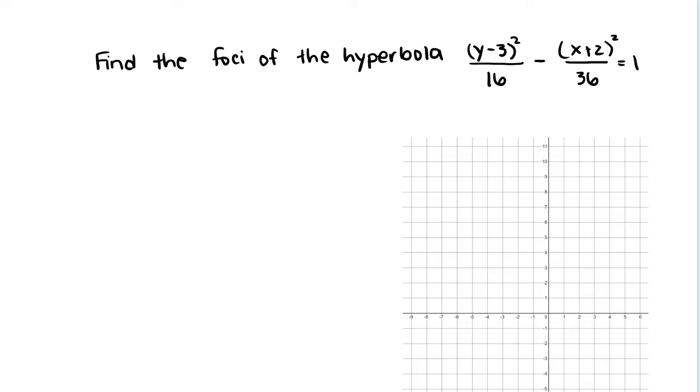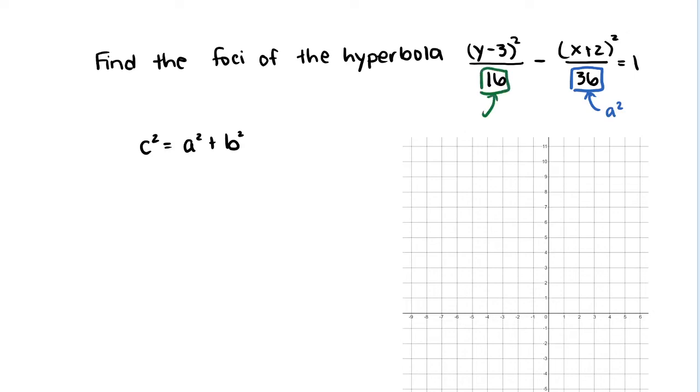The first example I'd like to look at is to find the foci of a hyperbola given by this equation. Here, we have the equation that c squared is equal to a squared plus b squared. It sounds very familiar, like the Pythagorean theorem. But here, a squared is the denominator of this x term in our standard form equation of a hyperbola. So this is a squared. And then here's b squared.